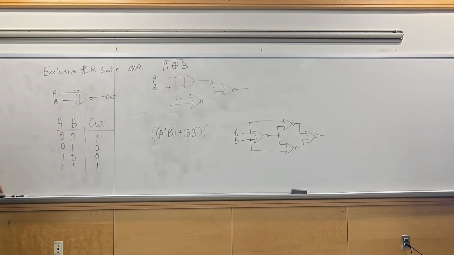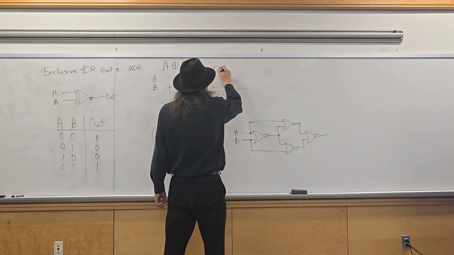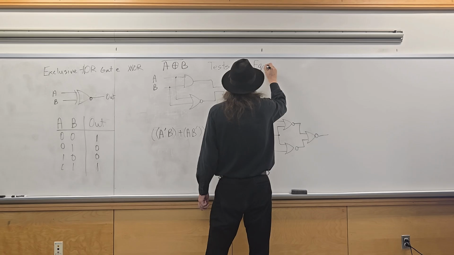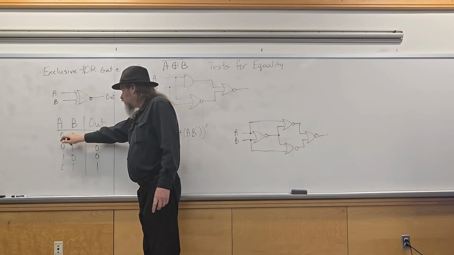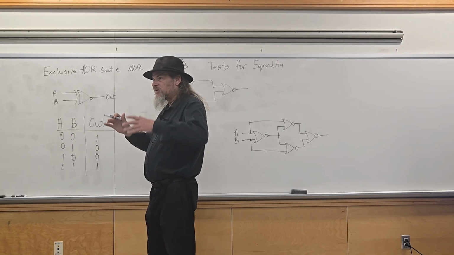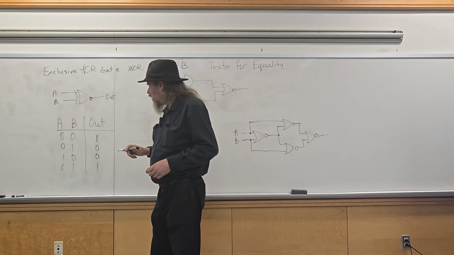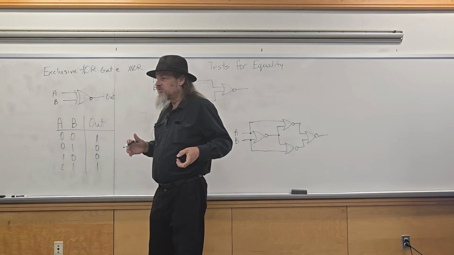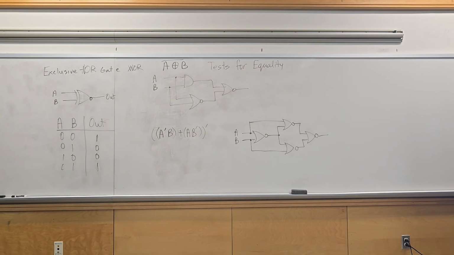This one tests for equality. It is high if the two inputs are equal. So string these together and you can have a simple circuit that takes two binary numbers and determines if they are in fact equal numbers by comparing them bit by bit.